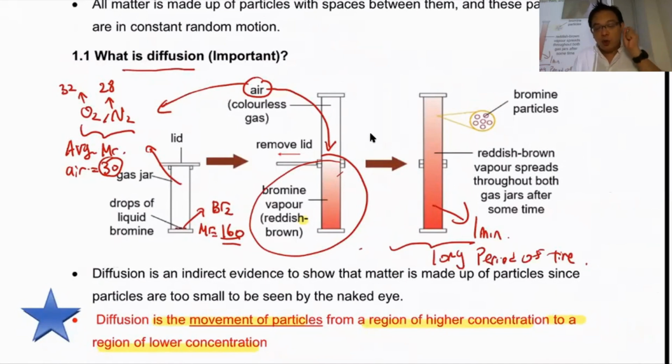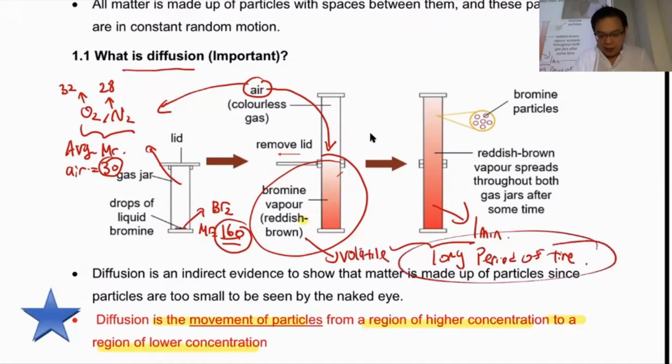So remember, no matter how heavy the molecular weight is, it can be 160, it can be 300, it can be 400, it can even be 1000 molecular weight. It doesn't matter. As long as it is volatile first, volatile is the key, it must be a gas. Second, leave it for a long period of time, and it can easily diffuse throughout the whole gas jar. Okay, very, very important.